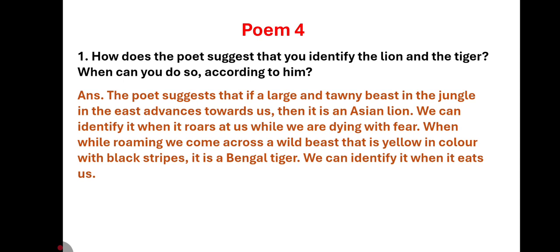Next, how does the poet suggest that you identify the lion and the tiger? When can you do so according to him? The poet suggests that if a large and tawny beast in the jungle in the east advances towards us, then it is the Asian lion. We can identify it when it roars at us while we are dying with fear.